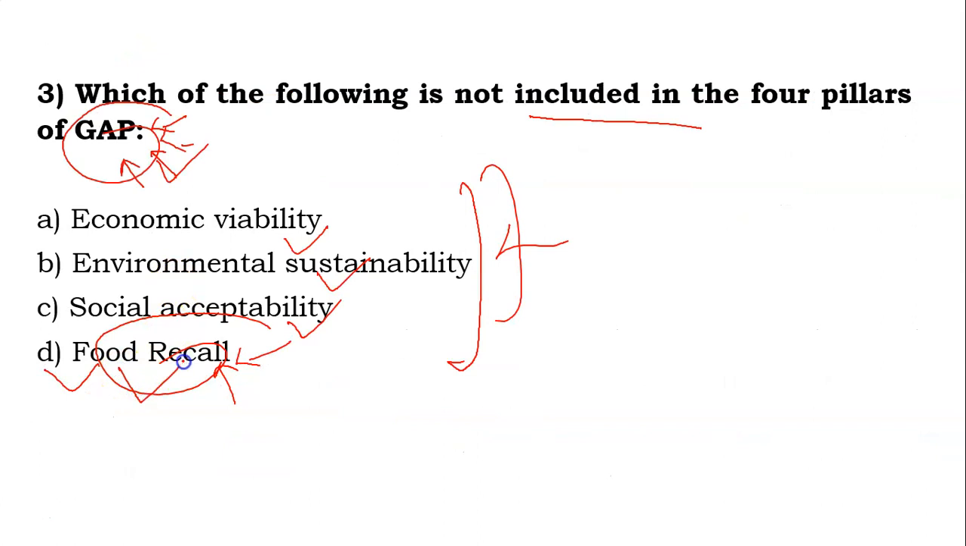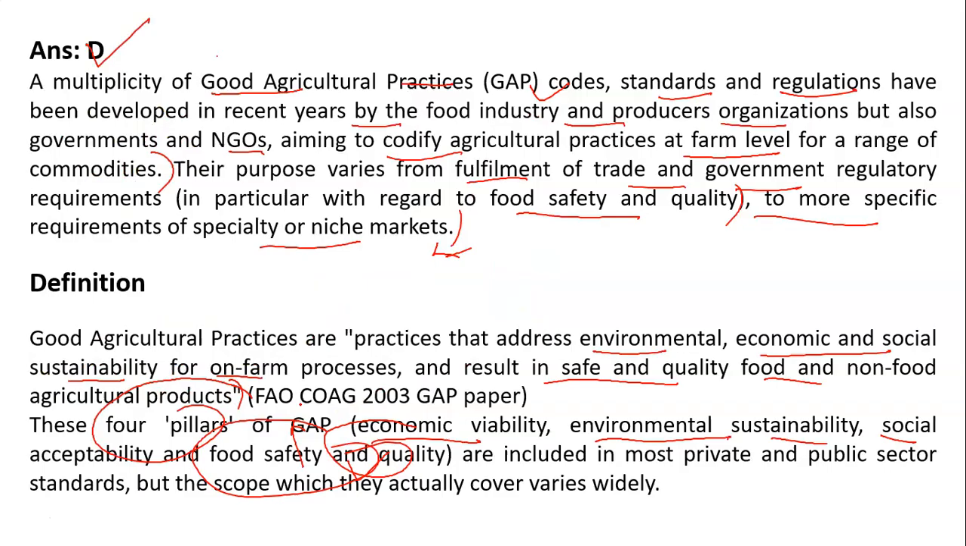So your answer: in these 4 pillars of GAP, the last one is food safety and quality, and here it is food recall. So the answer will be D. That is, it is not a part of the 4 pillars of Good Agriculture Practices.